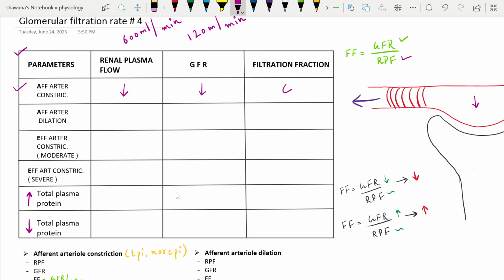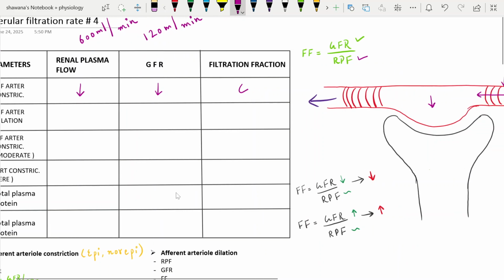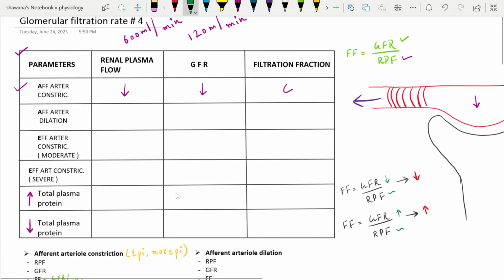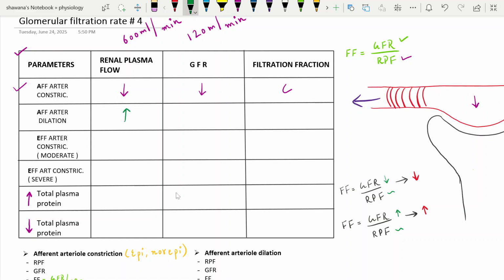So let's take afferent arteriole dilation. Think logically: if we dilate this part, would the amount of renal plasma flowing through the arteriole increase or decrease? It would increase, right? It has more space for flowing, so it would increase.